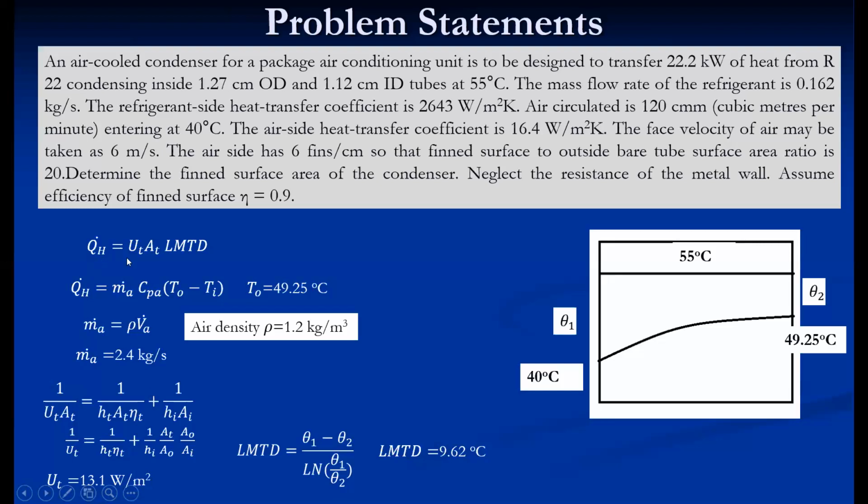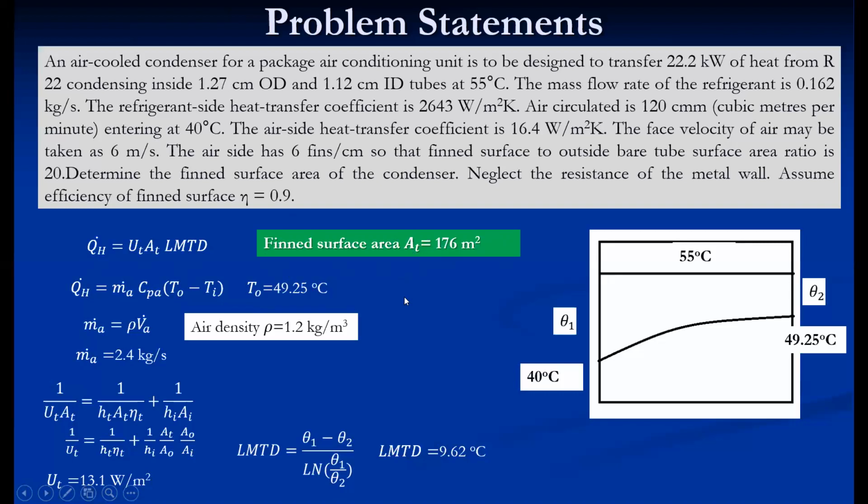So QH is known to us, UT we have calculated, LMTD we have calculated. So the only unknown is AT. So this is the fin surface area, that is around 176 meters. So this is the area of the fin, including the bare tube area. So this is a simple numerical of an air-cooled condenser.